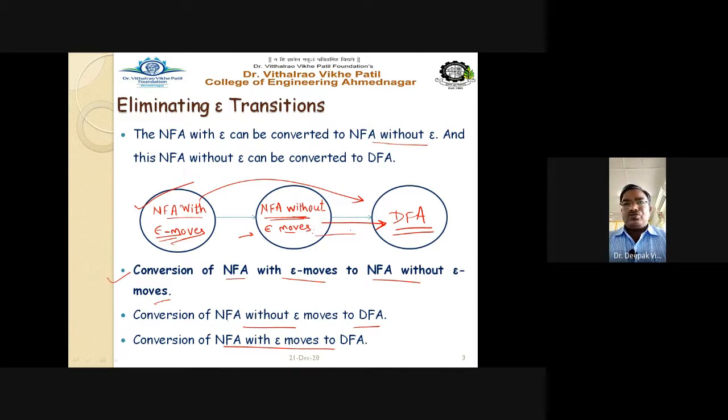So how? We'll see one by one. So first we discuss this particular point. We'll see some examples on this first conversion, with epsilon moves to without epsilon moves. Then in the next, we're going to solve the NFA without epsilon moves to DFA directly, and finally we are also going to see how to convert the NFA with epsilon moves to DFA. We are going to see examples on each of these topics, right? So let us start.